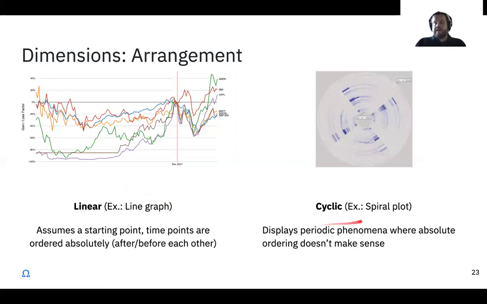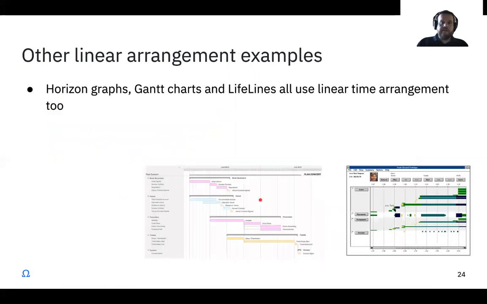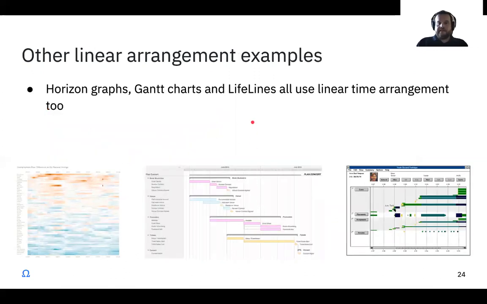And cyclic is, for example, a spiral plot that we're going to see in a second. So again, linear arrangement examples are very plentiful. Horizon graphs and Gantt charts and LifeLines also all use linear time arrangement. So that's kind of the default. So you usually use the linear, and you go for cyclic if it makes sense for your purpose.